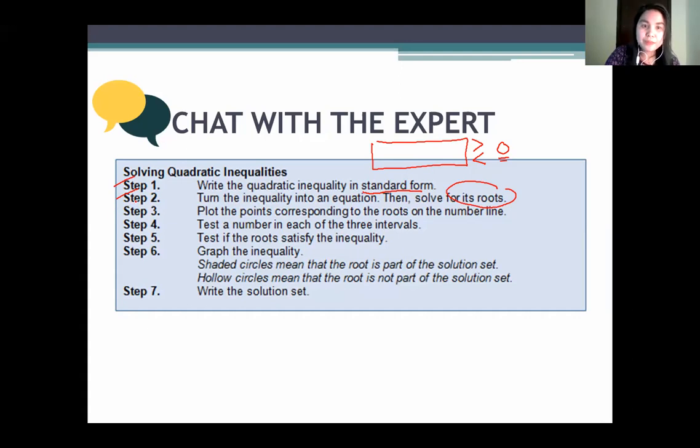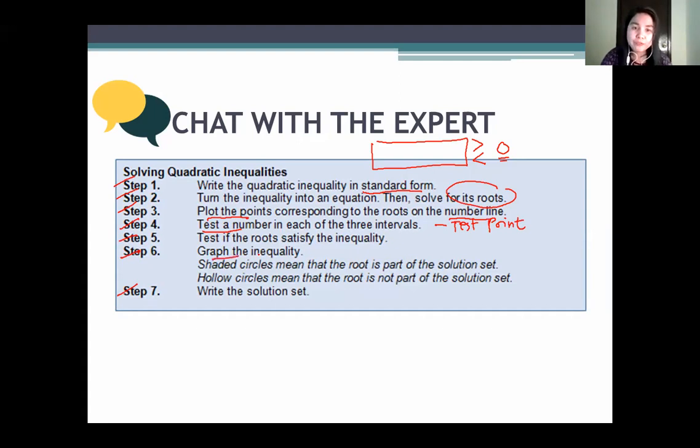Next, in step number 3, we plot the points. So we need to have the number line. In step 4, we test a number. We call it the test point. Then the same with number 5. And in step 6, we graph the inequality. And in step 7, we write the solution set.